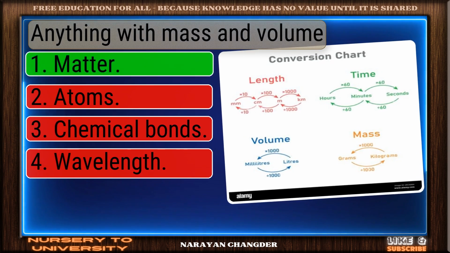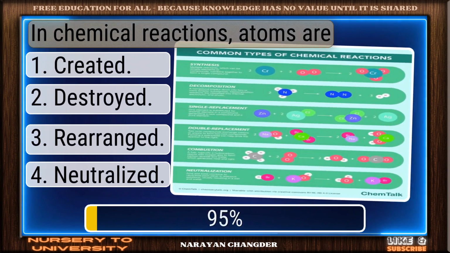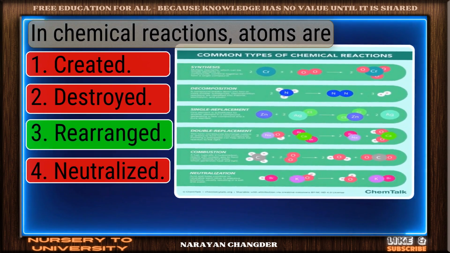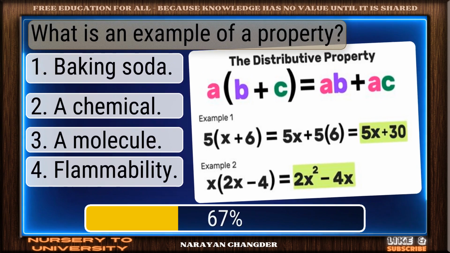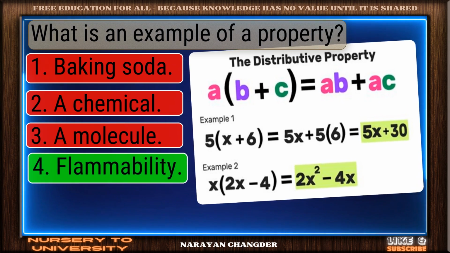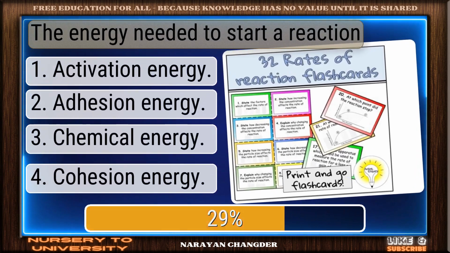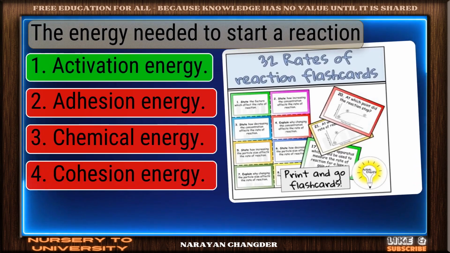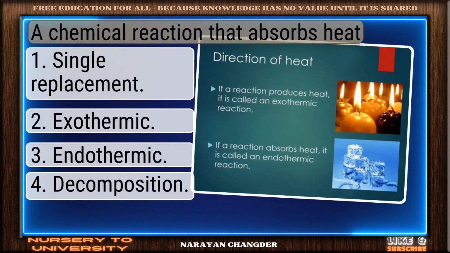Good job, matter. In chemical reactions, atoms are ___. Right choice. Rearranged. What is an example of a property? Precise answer. Flammability. The energy needed to start a reaction. Accurate answer. Activation energy. A chemical reaction that absorbs heat.